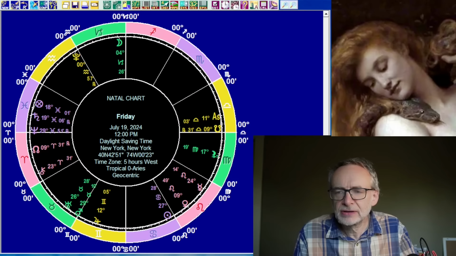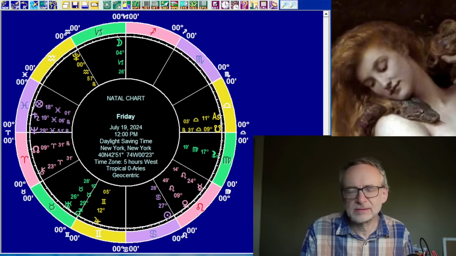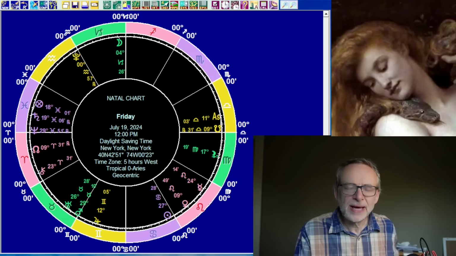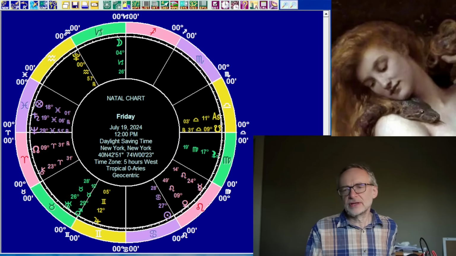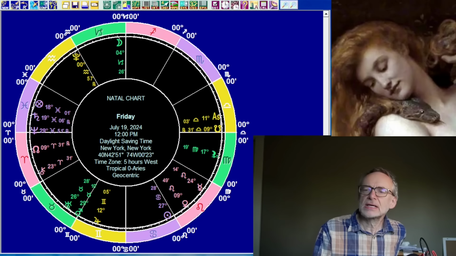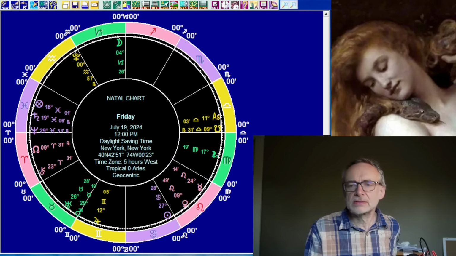So okay, let's look at what's going on today. So here is the chart for today. There, top right, that is a painting of Lilith, or a painting titled Lilith. There you can see a snake nestled under her chin.